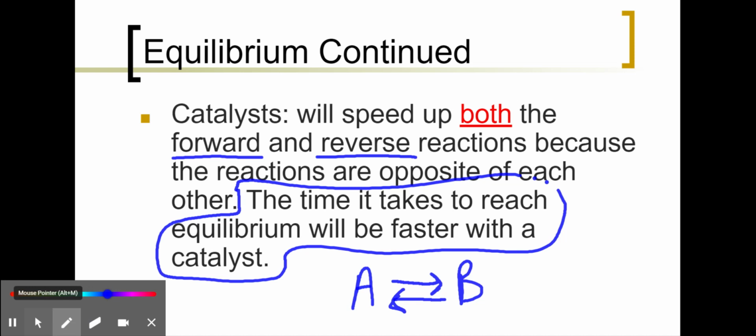So that's a little bit on reversible reactions, equilibrium definitions, and things like that. Okay, we'll hit this topic some more later this week.